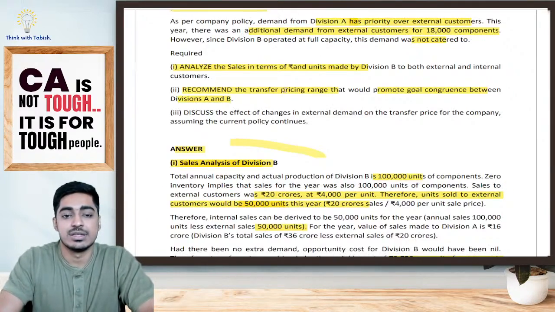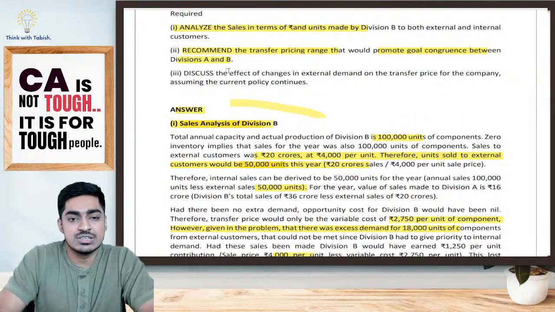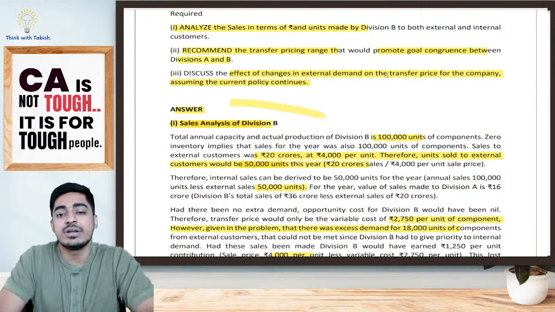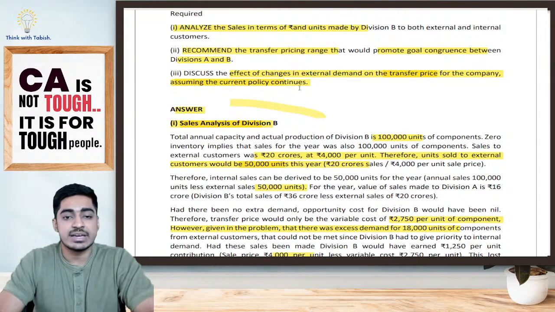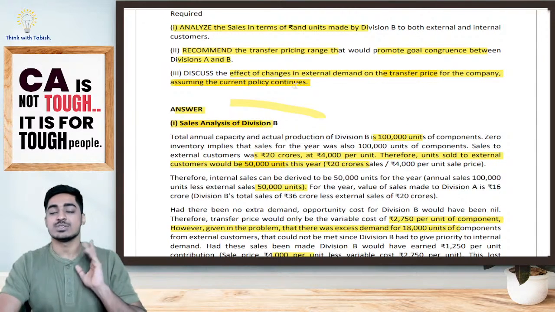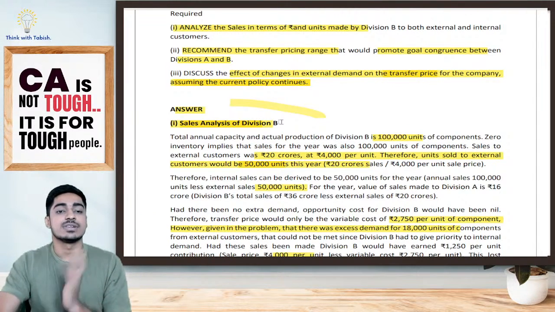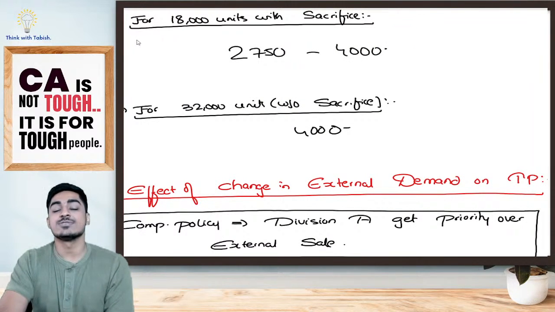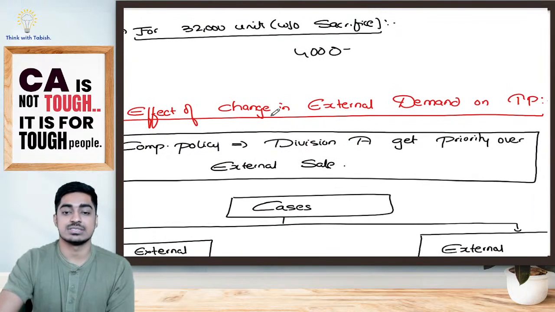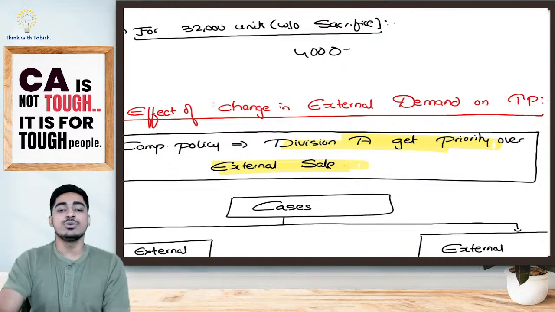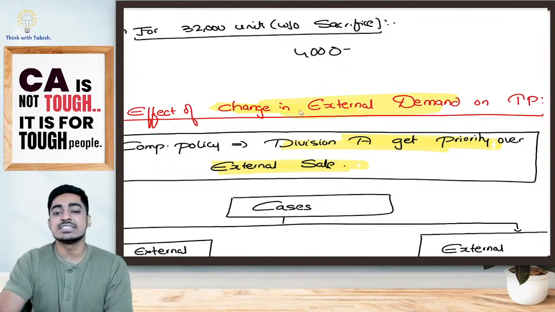Third, what are we telling? Look at this. The third thing is also good. Discuss the effect of changes in external demand on transfer price, assuming the current policy. What is the current policy? If there is extra demand, we are going to give priority to our internal transfer. So if we give priority to internal transfer, how will the transfer pricing be? What is the company's policy, that we give priority to division A or external sale? We need to tell what happens if there is a change in external demand.